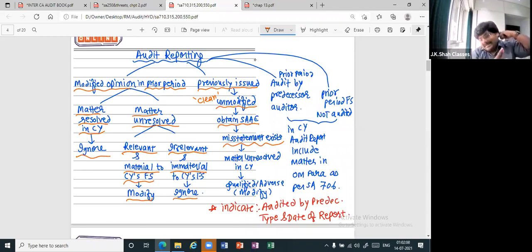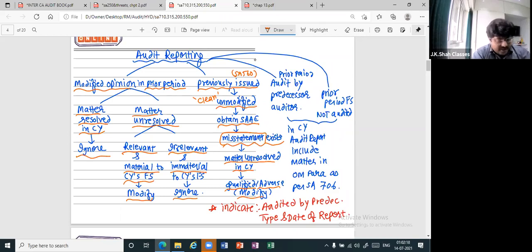Information that there are misstatements. Correct. Can I say subsequent events? And if the matter is still unresolved in the current year, you have to qualify or give an adverse opinion, because ultimately there are misstatements. Can I say this is basically SA 560? Yeah.